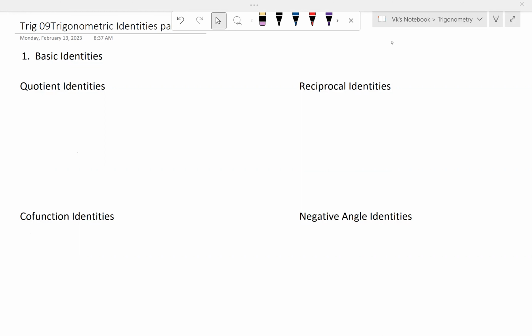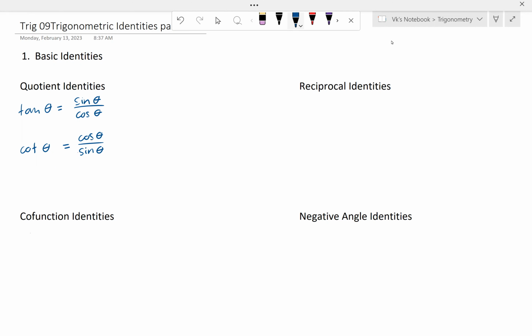Number 1, basic identities. We have the quotient identities, that is, tangent is sine over cosine, and cotangent is cosine over sine. These identities come from the basic definition of tangent and cotangent.